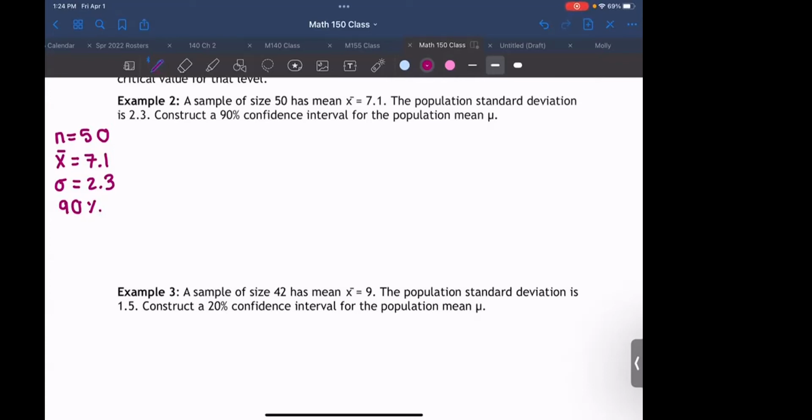Let me get these notes here. I'm on the wrong page. There we go.